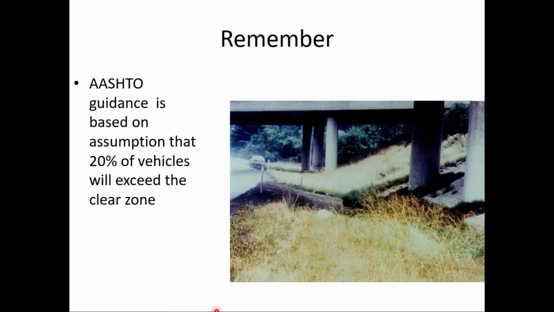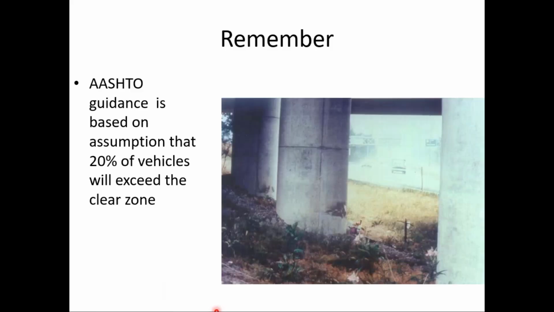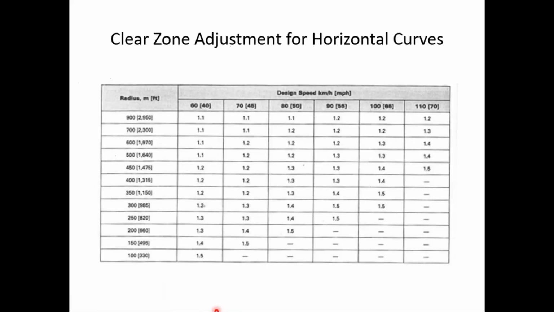But again, remember, this is based on the assumption that 20% of the vehicles will exceed the clear zone, and that does happen, of course, as you see here. And then they provide a clear zone adjustment for curves, recognizing that motorists in curves often go farther off the road than they do on a tangent or straight section because of the curvature. So they developed multiplicative factors, you probably call them, depending on the radius of the curve and the speed of the roadway.